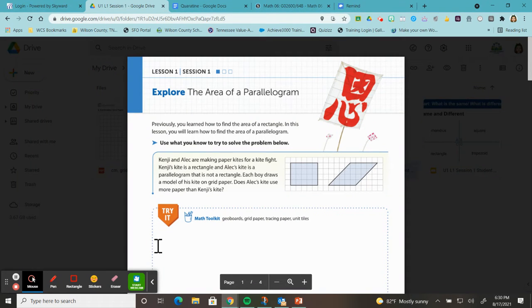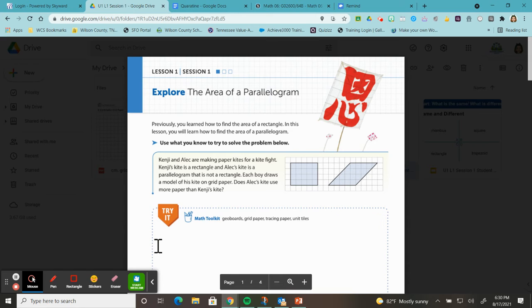Welcome to session 1 of lesson 1. The first week was our lesson 0 to prepare us for this new curriculum and to model what it would look like in our classroom with some review skills from previous grade levels. Now we're moving into our 6th grade standards.